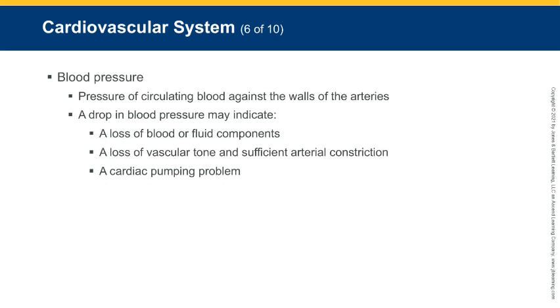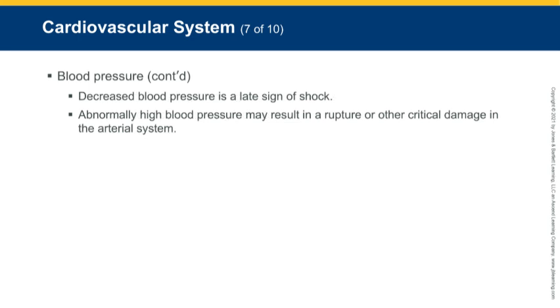Blood pressure is the force exerted by circulating blood on arterial walls. Low blood pressure could indicate shock, dehydration, or blood loss, while high blood pressure may suggest hypertension or other cardiovascular conditions. Low blood pressure is a late sign of shock and must be taken seriously. If the blood pressure is dangerously high, the risk of strokes, heart attacks, or arterial ruptures increases.